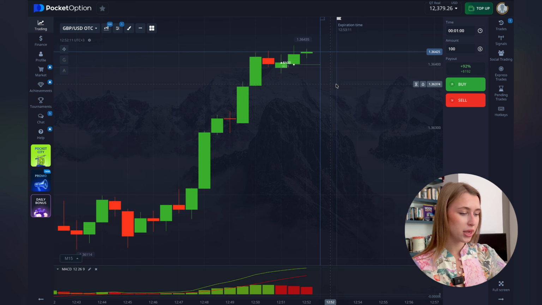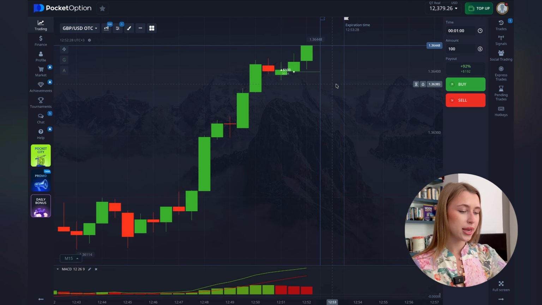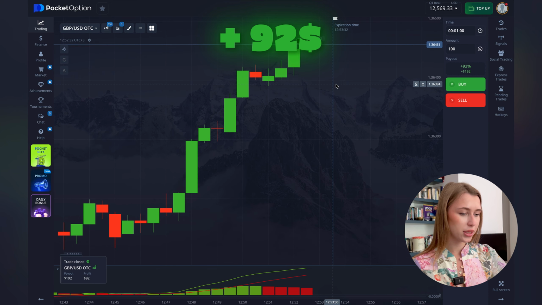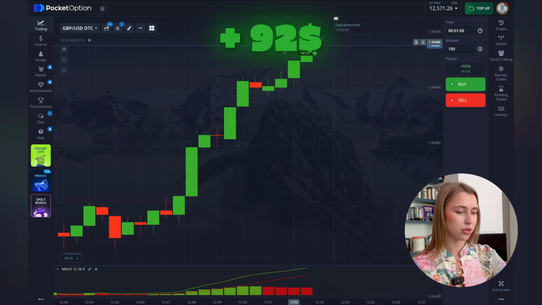In general, this can be understood as follows. When a hammer forms, whether green or red, it shows that neither side was able to push the market in their direction or break the boundaries. In 90% of cases, the market will reverse. As we can see now, we take profit of $92.